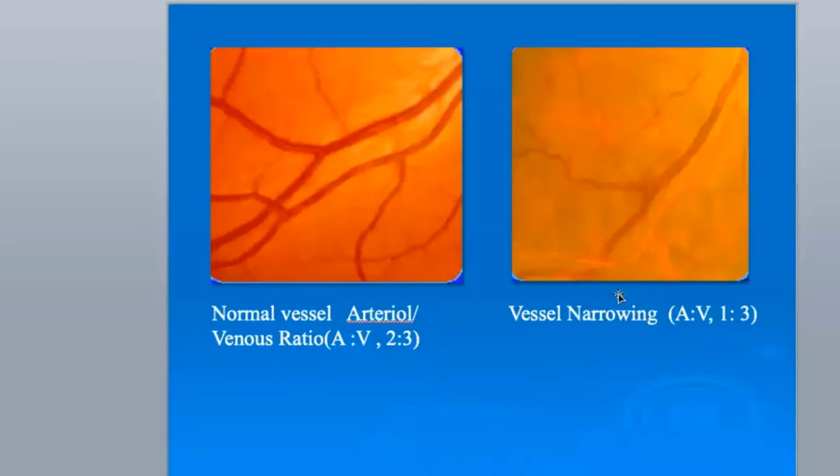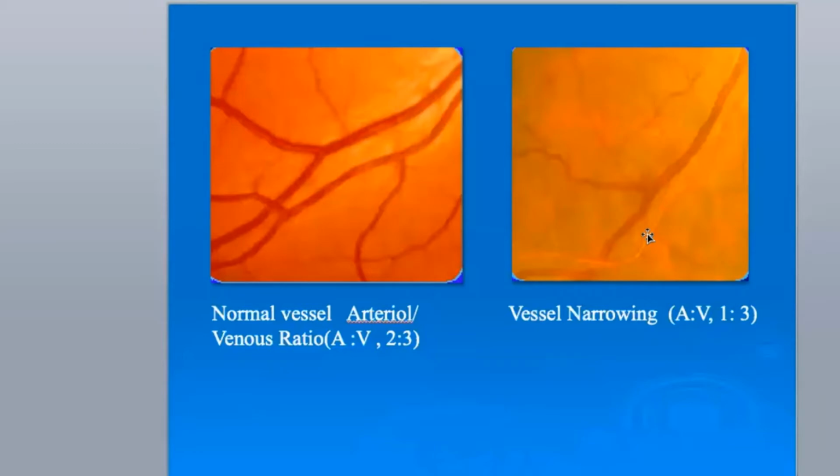Again, you can see the artery is crossing over the vein, right? So you get vessel narrowing, and the AV ratio will be much reduced, to 1 to 3. So the moment you get this kind of change in a patient, in all quadrants, you can easily diagnose the patient to have hypertension. Okay, chronic hypertension, not the acute one.